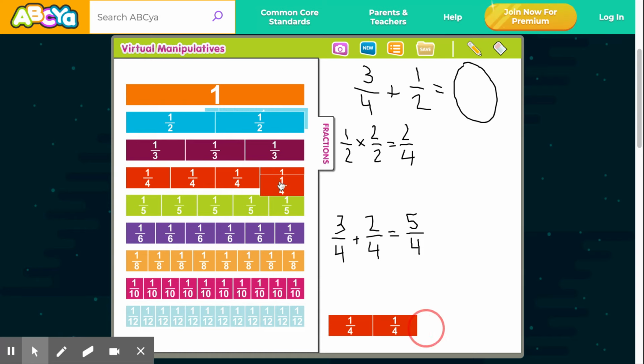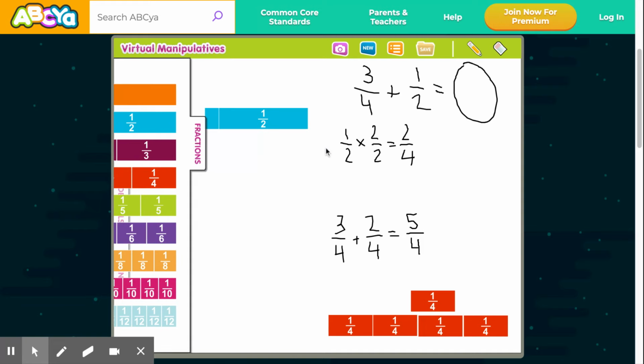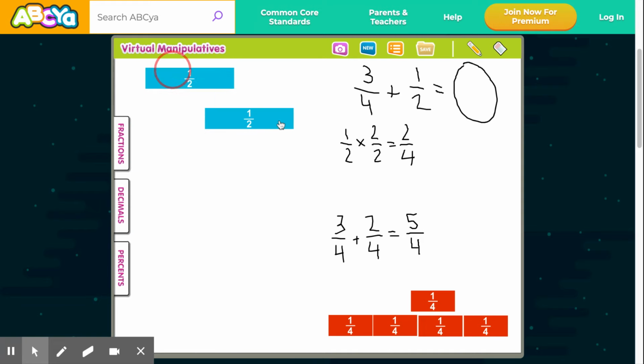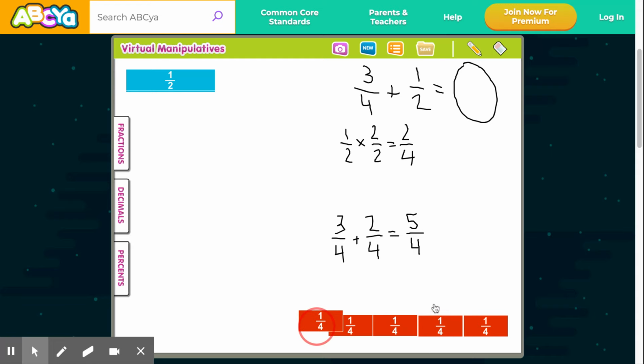I already have 2/4 out, so I'm going to take 3/4, line that up. You could line it up the best that you can. Sometimes these are a little finicky. 4/4. Let me just close that and see what happens. Oh, and it closes. Amazing. Okay, I'm going to line up my 5/4 there.